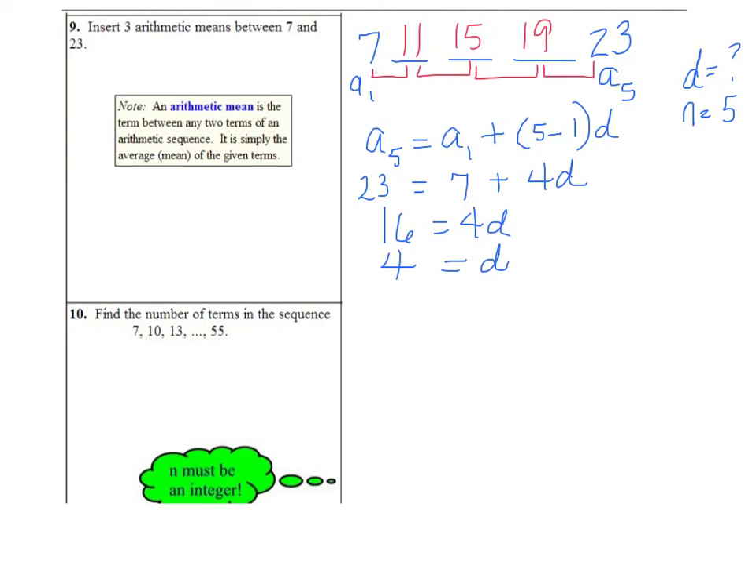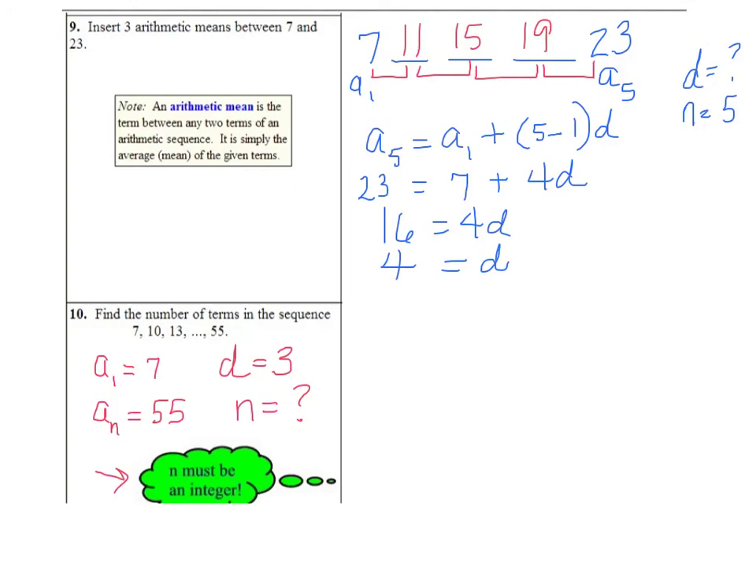Okay, this last one that I want to work is find the number of terms in this sequence. All right, so let's analyze what they've given us. We know the first term is 7. We know the last term is 55. We know that the common difference is 3 because it goes up by 3 each time, but we do not know what n is. We do, however, know that n has to be an integer because n is the number of terms.